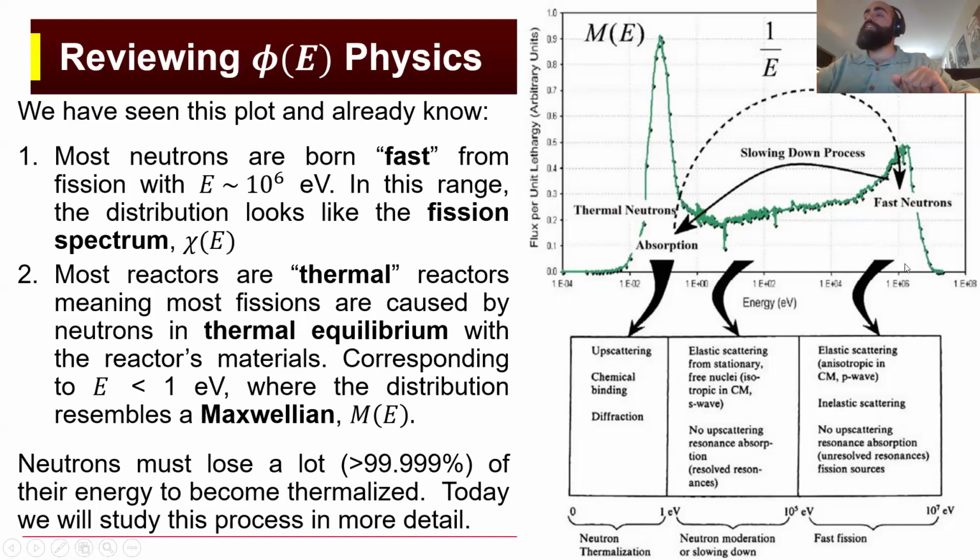most probable energy from fission is like 1 MeV, and then this thermal energy range is like 0.025 eV. So for a neutron to go from fast to thermal, it has to lose a lot, like 99.999% of its energy to become thermalized. And today we're going to basically understand that process in more detail, understanding the slowing down process. We'll also explain and justify mathematically why the phi of E spectrum looks like the fission spectrum at high energies and looks like 1 over E in intermediate energies.